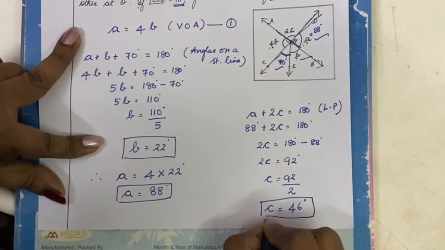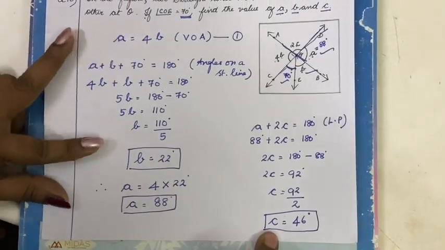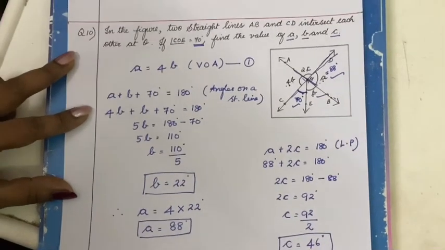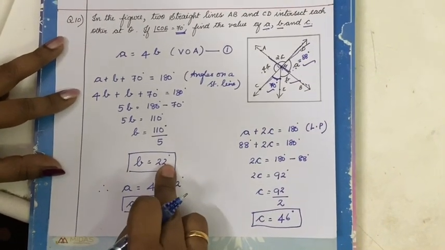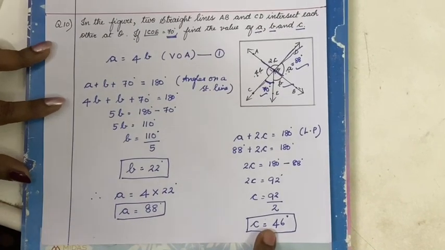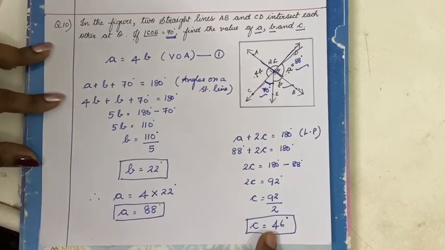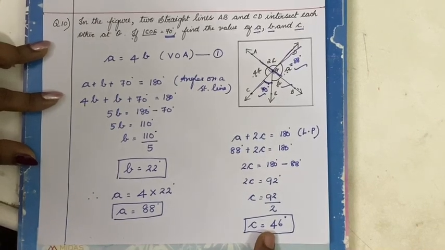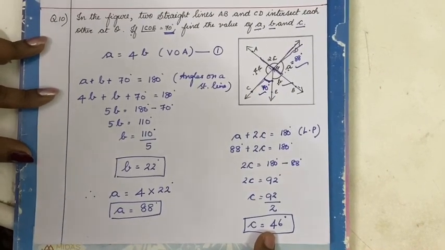Thus we have got all three unknown values. Find the value of A, B, C. A is 88 degrees, B is 22 degrees and C is 46 degrees. So this completes this concept, and we finished all the exercise problems dealing with adjacent angles, linear pair and vertically opposite angles.